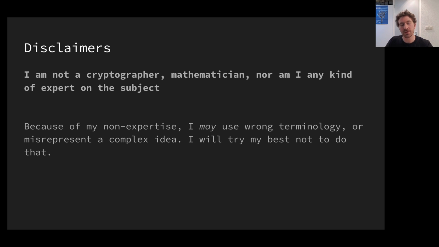But yeah, it's not that you shouldn't learn about it. You should learn about it 100%. But understand that I'm not the expert, so don't take my word as the be all end all. And please do point it out to me, but don't hold me to the highest standard if I happen to misrepresent some aspect of a complex idea. I will try my best not to do it.